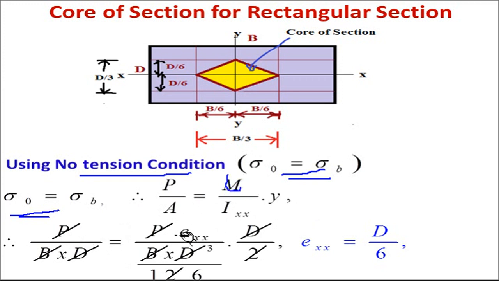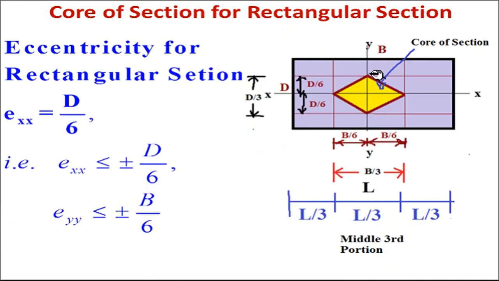M is equal to P into e, and Ixx is bd cube by 12. Okay, and y is equal to d by 2. So if you cancel this b and this d, just write it down in your notebook and try to solve it. You will get exx as d by 6. Okay, so that's why these distances are d by 6, b by 6, d by 6, d by 6 for the core of section. These are the distances.